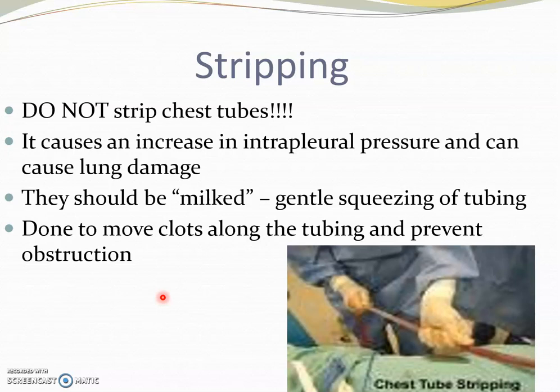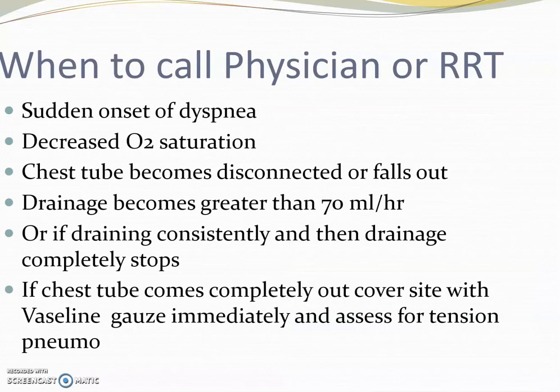What happens with stripping is it can cause a sharp increase in intrapleural pressure and causes damage to the lung tissue itself. However, if you work in an open heart unit where patients have had surgery and have chest tubes, the surgeon may instruct you to strip the chest tubes, and in that case, it is perfectly all right. Just remember, for NCLEX purposes, it's never okay to strip chest tubes.